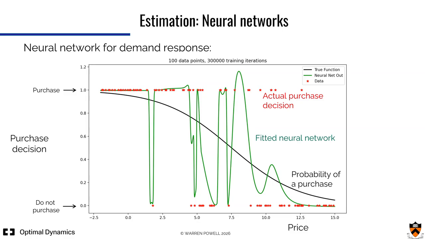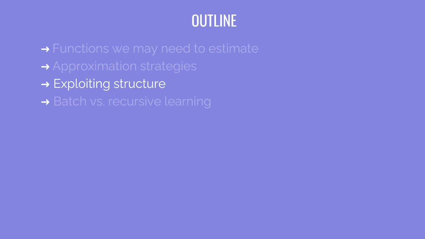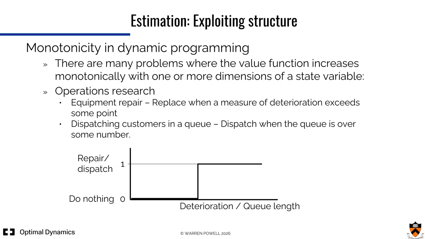But generally, such as if I'm fitting demands, I don't have an infinite data set, and you're really at risk of getting that wacky green line. So exploiting structure. Structure arises all through sequential decision problems.